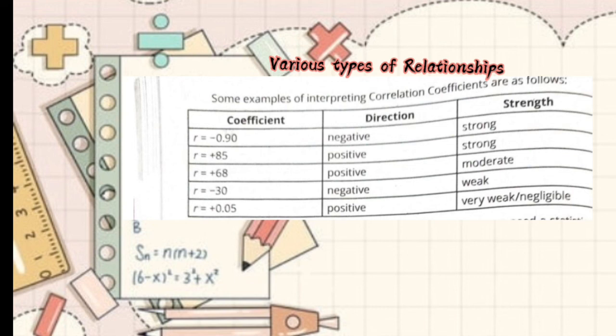Coefficient r equals 0.90, r equals positive 85, r equals positive 68, r equals negative 30. The direction: positive, negative, positive, positive, negative, positive. The strength: strong, strong, moderate, weak, very weak, negligible.